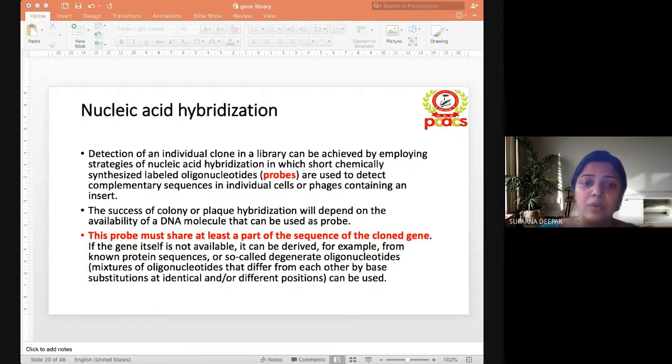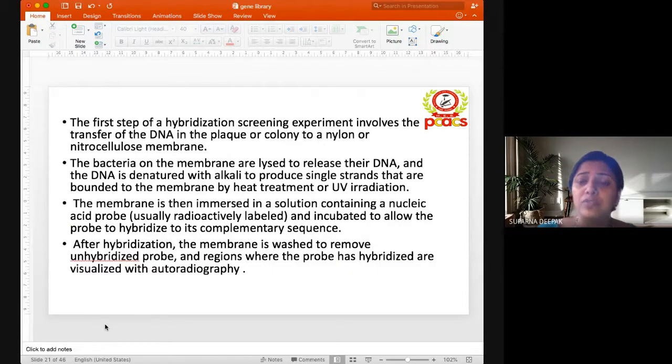Even base substitutions at different positions, that kind of mixture of oligonucleotide probes, can also be produced. The first step of your hybridization screening experiment is the transfer of the DNA, be it from the plaques or from your colonies. This DNA has to be transferred onto a nylon or nitrocellulose membrane.